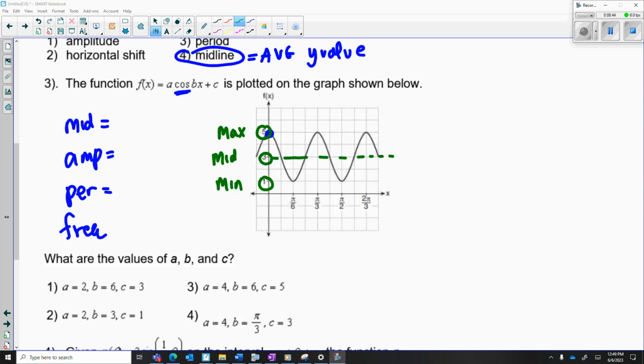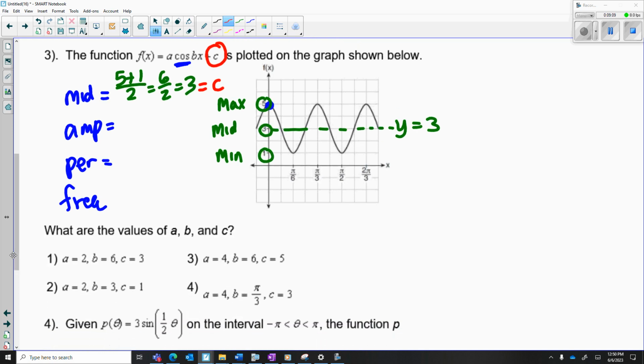So the maximum is 5, the minimum is 1. So to get the midline, we could do the average of the maximum and the minimum, which is 5 plus 1 divided by 2, and that's 3. I'm hoping you realize that the midline is 3, even just looking at it. So remember, the midline is the number all the way in the back of the equation. That's actually the C. So right away, we know the midline is the C is 3. So if you look at the choices, just using process of elimination, you know that we're only down to choice 1 or 4. So cross out 2 and 3 before you do anything.